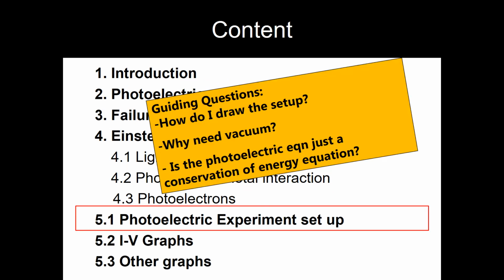Right, okay, finally we can jump into the real meat of the photoelectric experiment. I've done all the setup, right? The whole lectures until now is a setup for this one experiment. It's to lay the ground. And there are a few guiding questions that you must be able to answer. Number 1, how do I draw the setup? I have found the simplest setup already. This is as simple as it gets. Number 2, why do you need vacuum within the setup? And number 3, is it just a conservation of energy equation? It is not, right? So what is the difference?